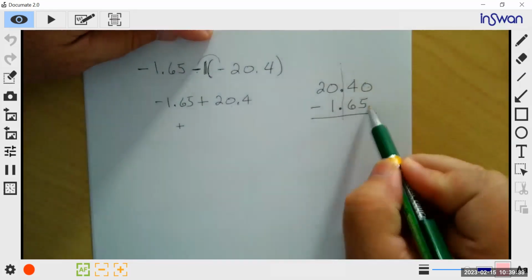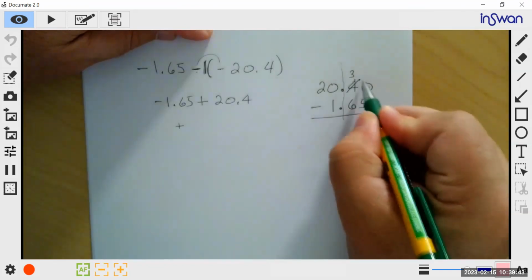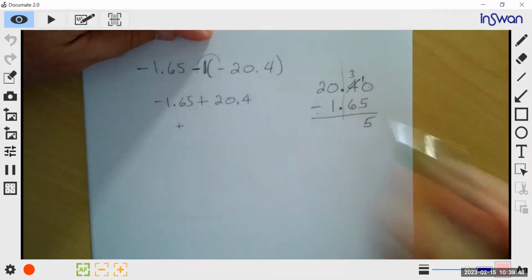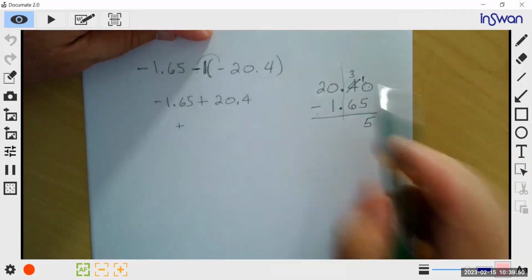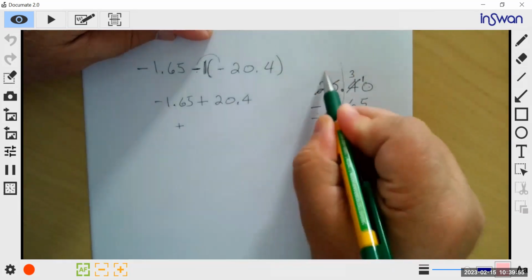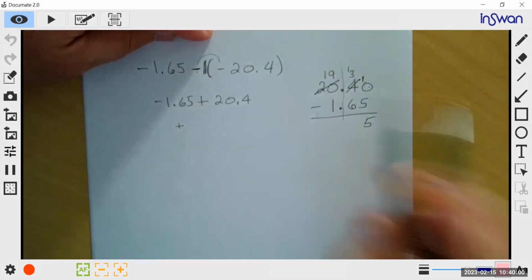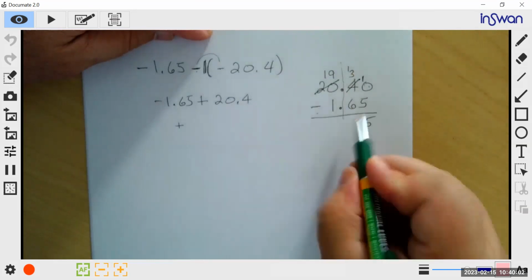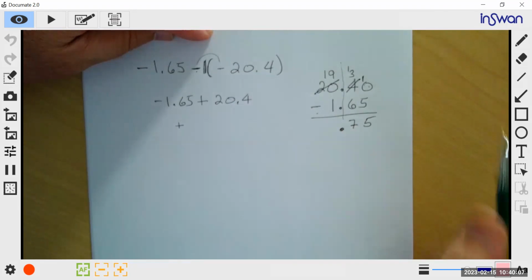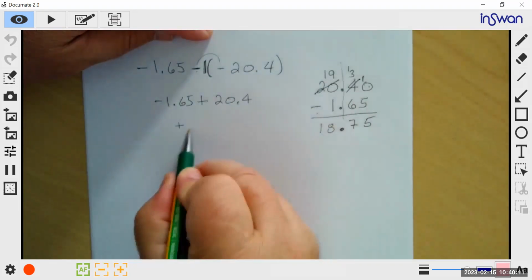So 0 minus 5, you can't do that. So I got to borrow 1. 10 minus 5 is 5. 3 minus 6, I can't do that. So I got to borrow another 1. 13 minus 6 is 7. 19 minus 1, 18.